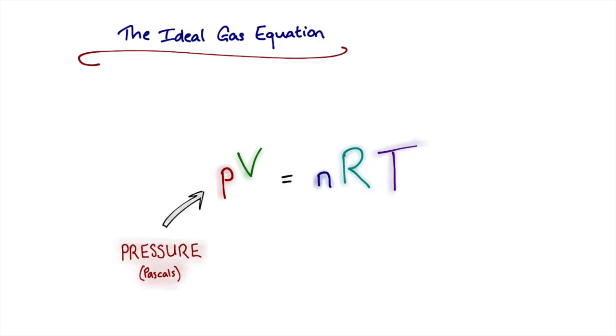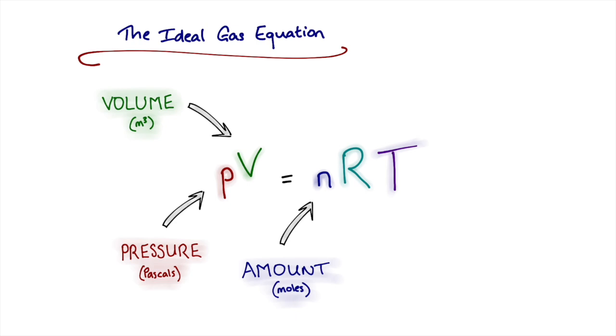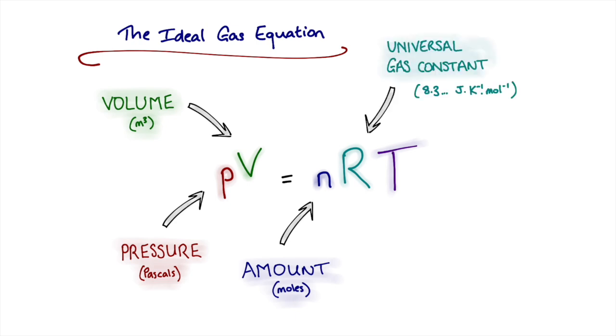P is the pressure in standard SI units of pascals. V is the volume in metres cubed. n is the number of moles of the gas, the amount of gas we have. R is the universal gas constant, which is just a constant number. It's got the value of about 8.3 and has some funky units. For the keen beans, it's the product of the Avogadro constant and the Boltzmann constant. And T is the temperature in Kelvin.